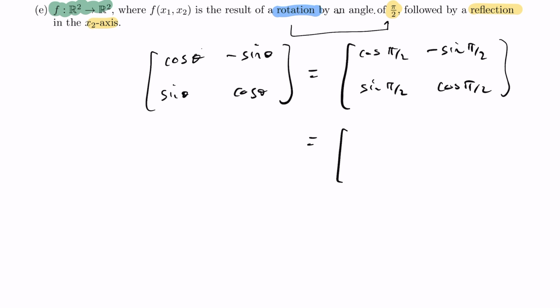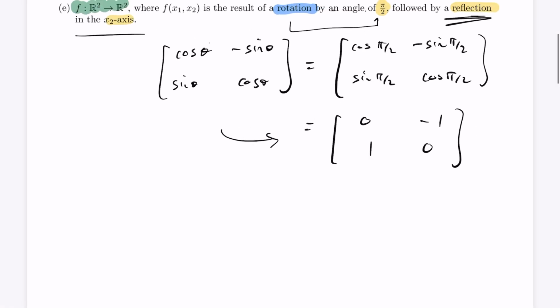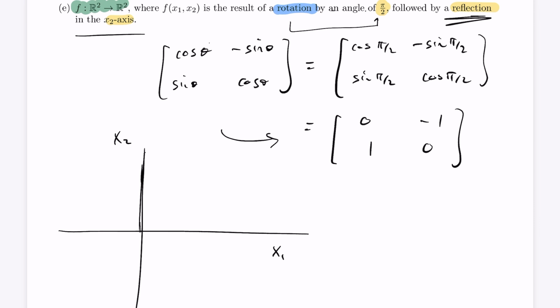And evaluating this, cos of pi over 2 is going to be 0, sine is going to be 1, negative sine of pi over 2 is -1, and 0. So we have my rotation matrix here. That's our first matrix that we're going to apply. Now, after that, it looks like it's a reflection in the x2 axis. So if you take a look here, we've got our Cartesian plane. This is x1, this is x2.